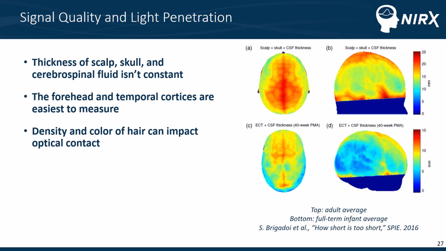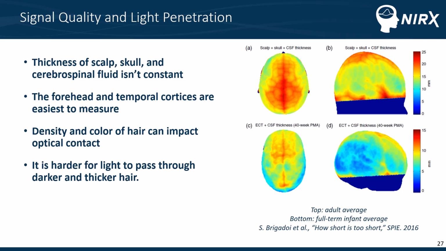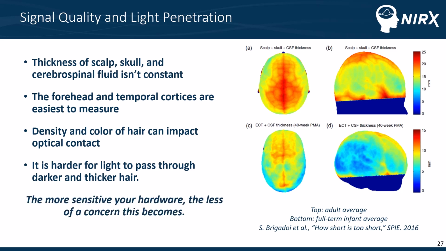It's important to note that density and color of hair can impact optical contact. It's harder for light to pass through darker and thicker hair. So the more sensitive your hardware, the less of a concern this all becomes. If you have high sensitivity detectors and sources with high source brightness, then you don't have to be as concerned with these physiological challenges.